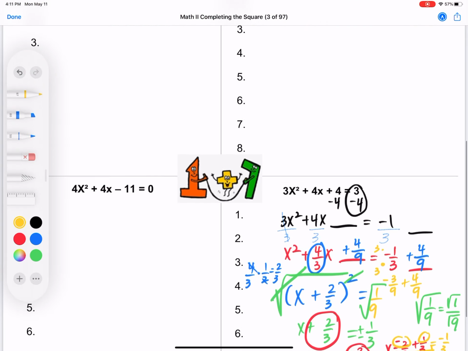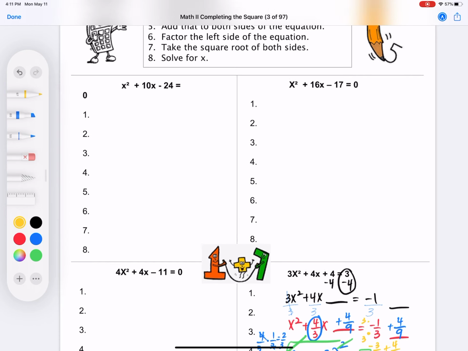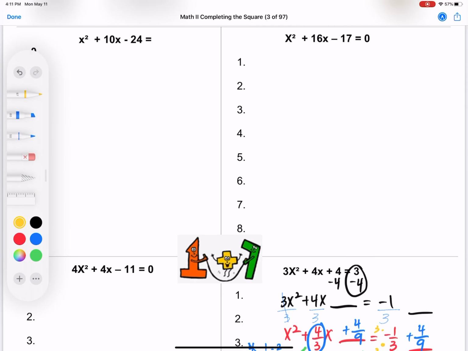Okay, I did the hardest one on the homework for you guys. So for your homework, you're going to complete the first 3 problems. Make sure you email me if you have any questions.